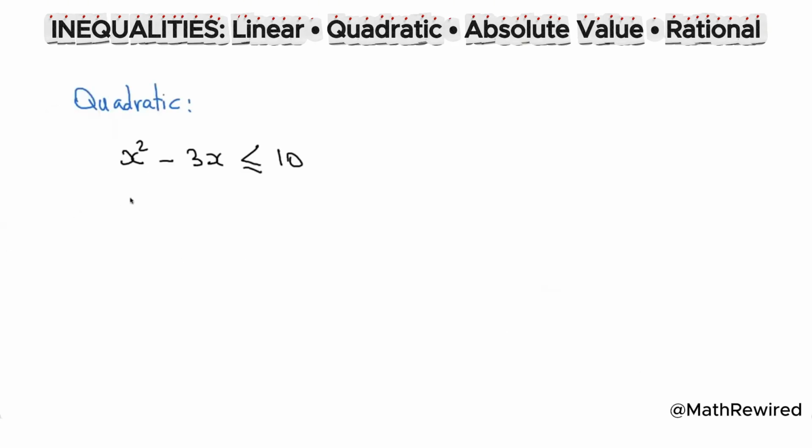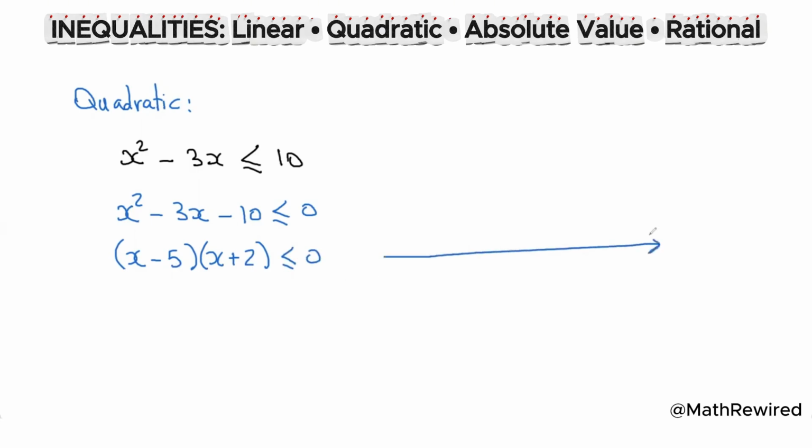It's a quadratic. The best way to do this is move the 10 to the other side. So you'll have x squared minus 3x minus 10, less than or equal to 0. At this stage, you want to factor this. So you'll have x minus 5, x plus 2. Two numbers multiply to give you negative 10 and add to give you negative 3. These are the factors, less than or equal to 0. Best thing after this is to draw a number line. Throw in your zeros here, which is x equals 5 and x equals negative 2. So here's the negative 2 somewhere in here, and the 5 is somewhere in here.